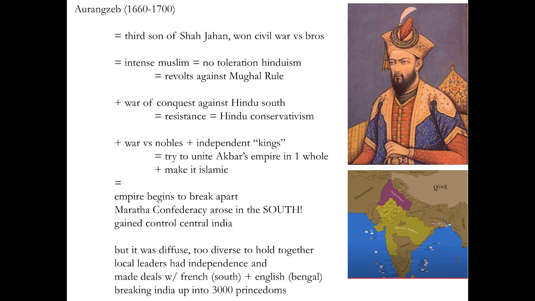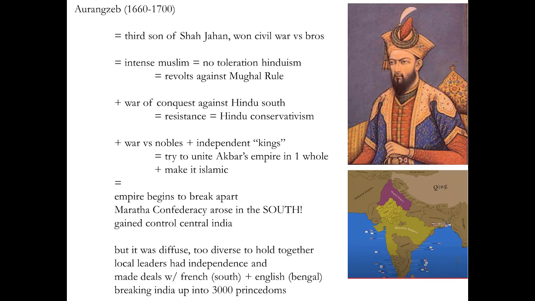But it's too diffuse. It's too diverse to hold together. Local leaders have independence and they can do their own things. And so even though you have, quote unquote, a prime minister, a leader who's elected, not everyone listens to that person all the time. And these local leaders have independence, and they're going to make deals with the French who start showing up in the south. They're going to make deals with the English in Bengal. And what happens is India begins to break up into some 3,000 little princedoms.